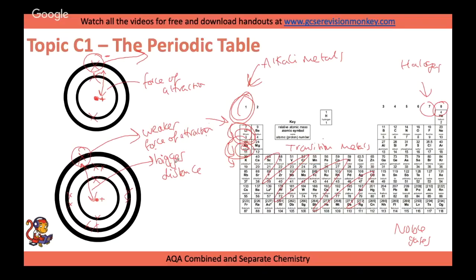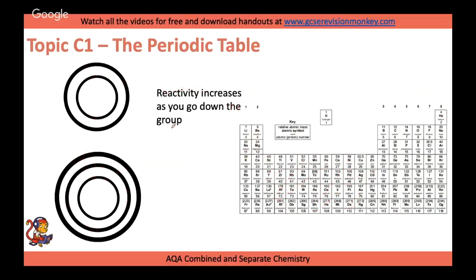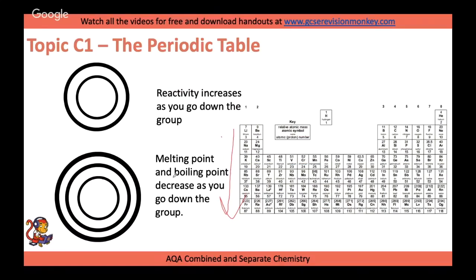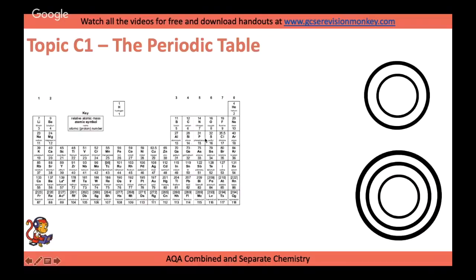So what that means in terms of group 1 is if the atom gets bigger, the outer electron is further away and there's a weaker force of attraction, and this means that reactivity increases as you go down the group, and melting and boiling points actually decrease. Okay, so it's the opposite for melting and boiling points. For group 7, you need to know about that as well.